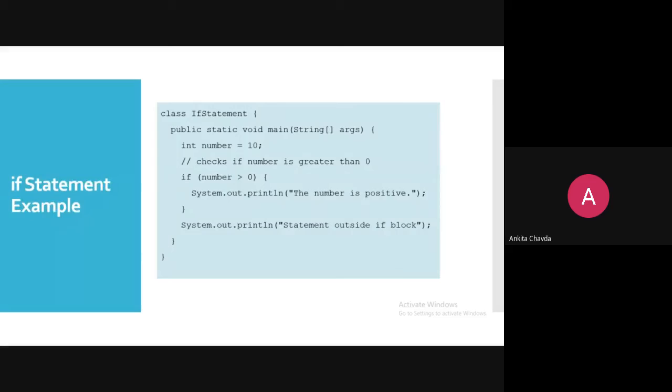Here you can check the program that I have taken: one class, and in that the public static void main. Inside that, integer number equals 10. Now I just wish to check that if the number is greater than 0, then only the statement will be printed that the number is positive. Only and only that. And then the System.out.println statement is written outside the if block. A very simple thing.